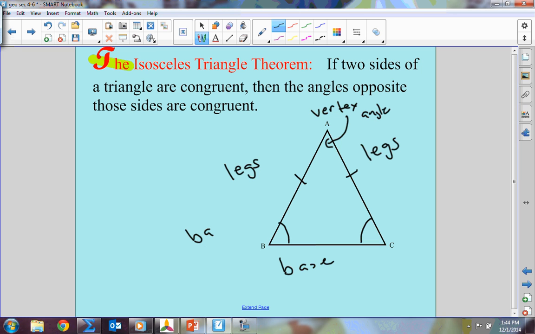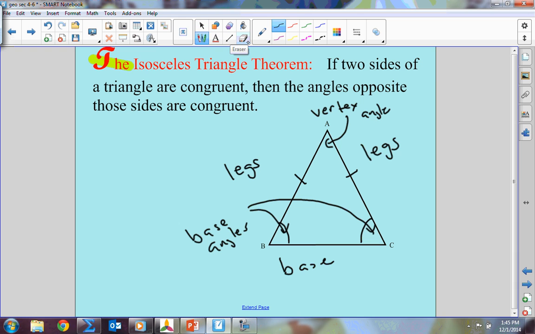And then what we know is that the base is the one that's not the legs, and then you have base angles, and so we say that the base angles are congruent. And those are the parts that you'll hear referenced when you're talking about isosceles triangles. The legs are the congruent ones. The vertex angle is the one formed by the two congruent legs. The side that's not a leg is called the base, and it doesn't have to be on the bottom, it's just the one that's not congruent to the other two. And then the base angles.